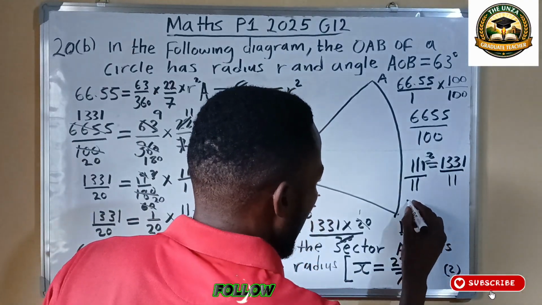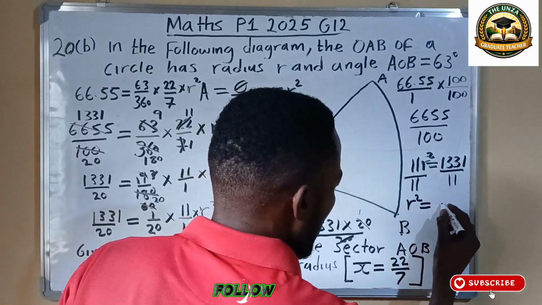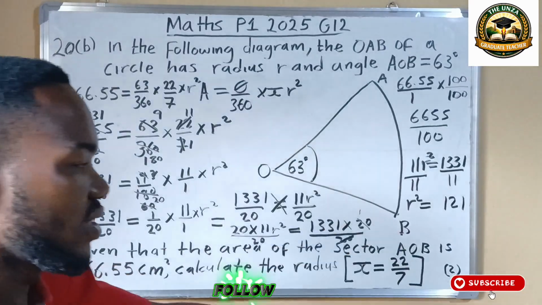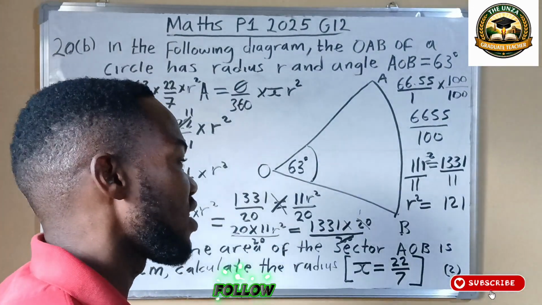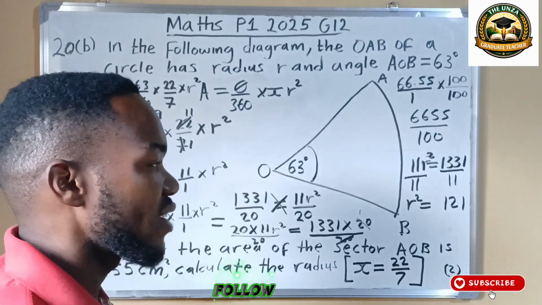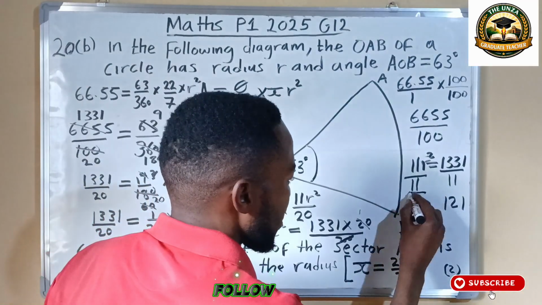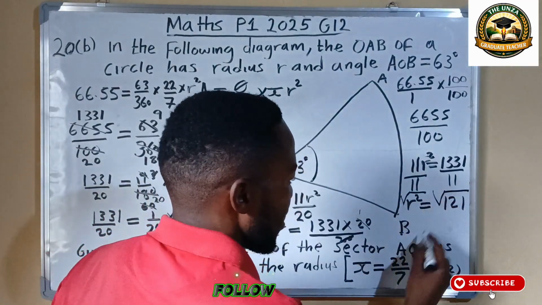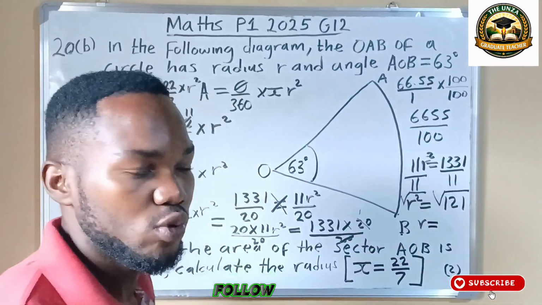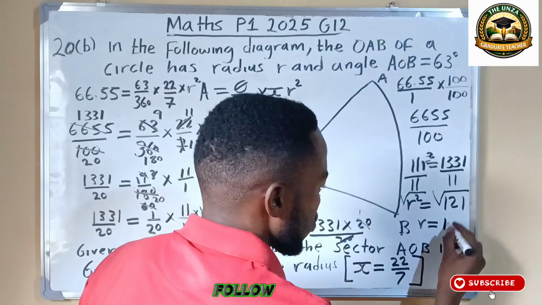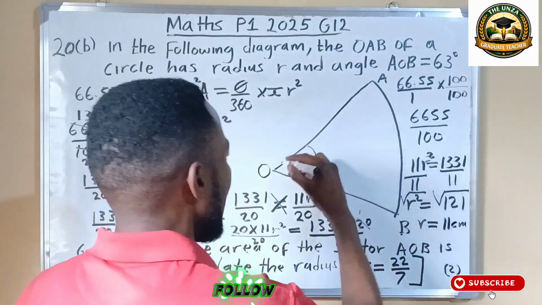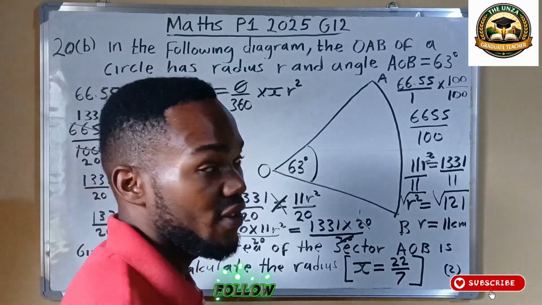It will give you r squared is equal to 121. So when you reach this point, r can never have a square power. r has to be alone. So you take the square root of both sides. r will remain alone. Then you find the square root of 121. r is equal to 11, which is 11 centimeters. So this radius is equal to 11 centimeters.